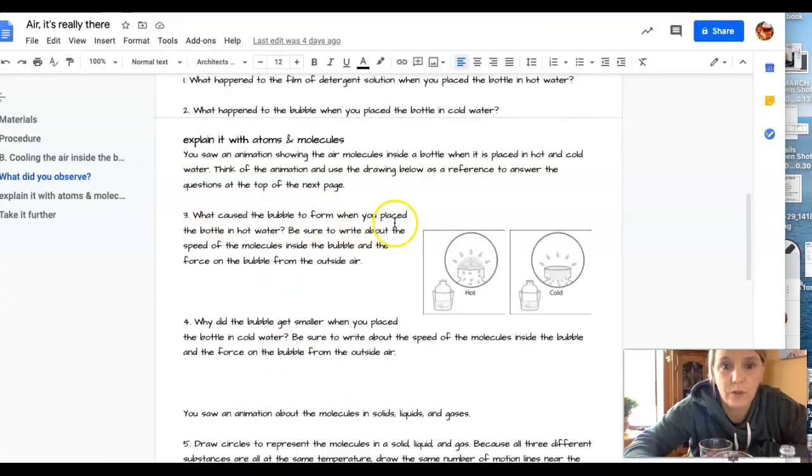So what caused the bubble to form when you placed the bottle in hot water? Be sure to write about the speed of the molecules inside the bubble and the force on the bubble from the outside air.